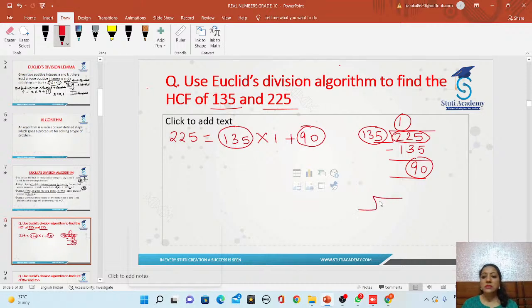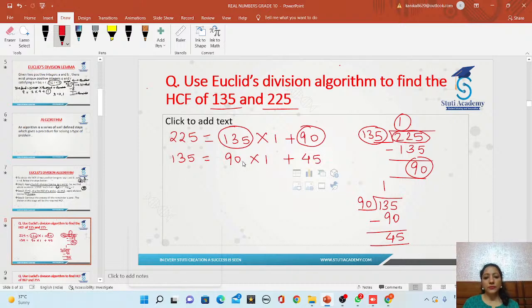So now I'll divide 135 by 90. This is going to go one time. I'll get 90 here and I will have 45 here. So we have 135 is equal to 90 into 1 plus 45.